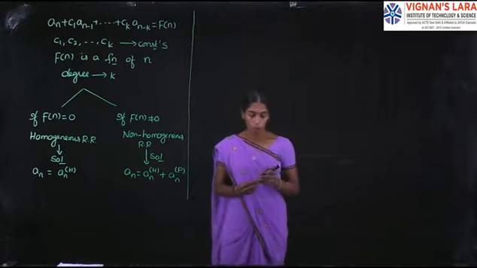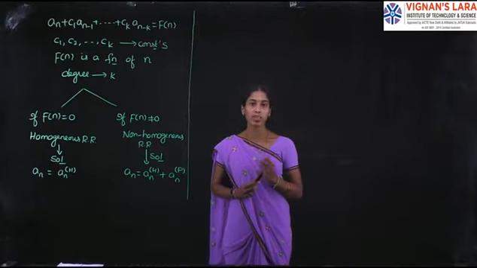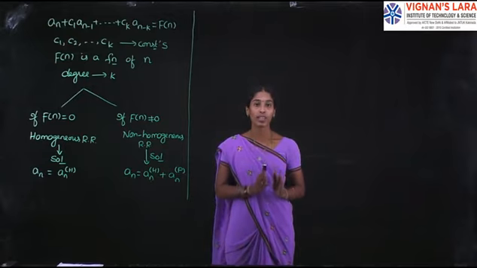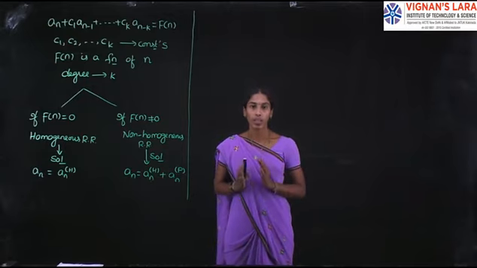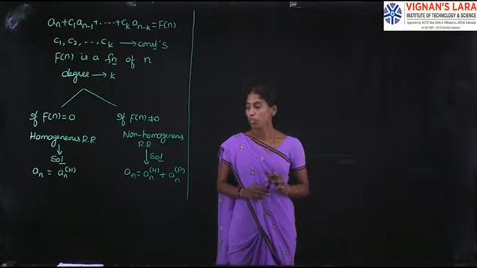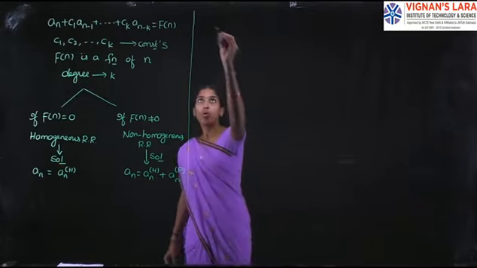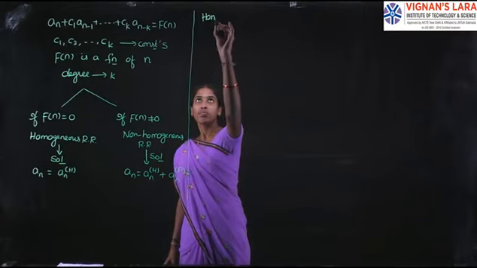To find the homogeneous solution part, which is similar to the differential equations, here also we need to find the characteristic roots of the given recurrence relation. How can we find the characteristic roots? First we see the homogeneous recurrence relation.